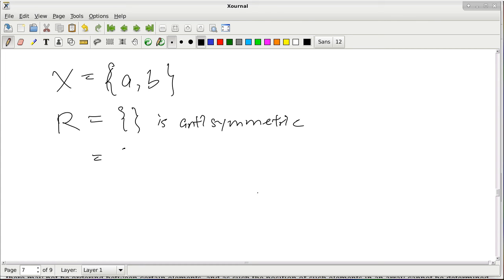What if it has AB in it? Is it anti-symmetric? It is anti-symmetric because AB is in it. Where's BA? Not in it. But in order for the left-hand side of the implication to be true, AB and BA both have to be in the relation to make the conjunction true. I cannot even make the conjunction true, which means the left-hand side of the implication is false, which also means the implication itself is true. Woohoo! So this one is, in fact, anti-symmetric.